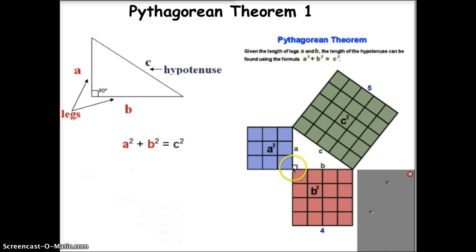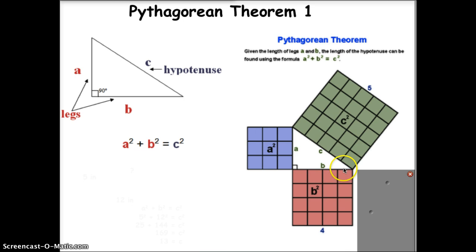Here's A, and A is 3 units long. 3 times 3 is 9, and you can see that 3 squared is going to give you an area of 9. This length is 4. If I take 4 squared, I get 16. And you can see that the area of the square off of that side has an area of 16.